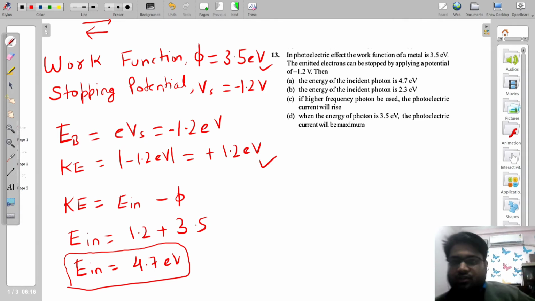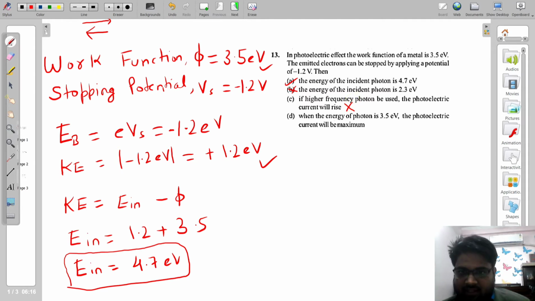Now if you look at the question, so first option is correct because it is saying that energy of incident photon is 4.7 volt, but second option will be wrong because it is saying that 2.3 electron volt. Now in the third option it is said that if higher frequency photon we use, the photoelectric current will rise. See here, whatever the current is coming, we are stopping by using stopping potential. So current won't rise, so this will also be wrong.